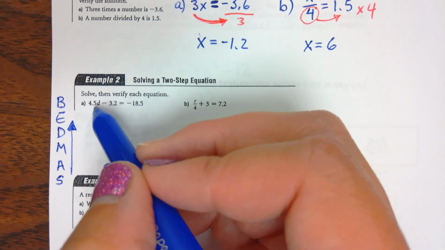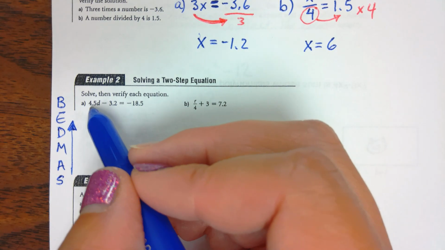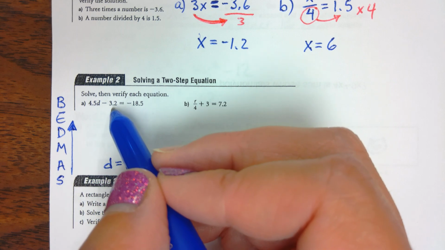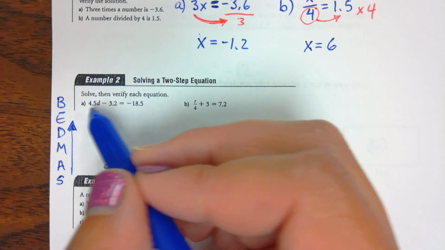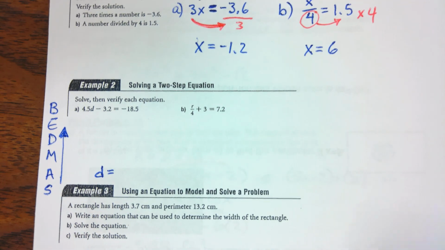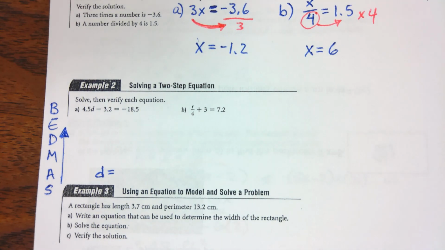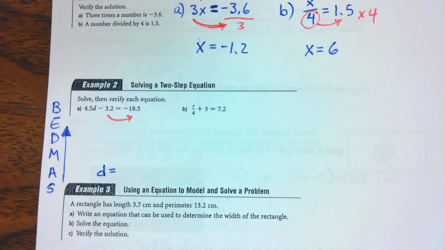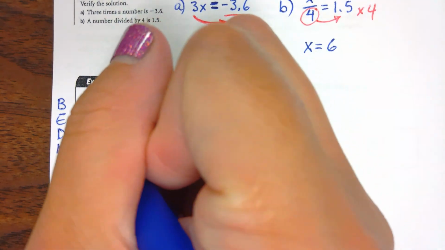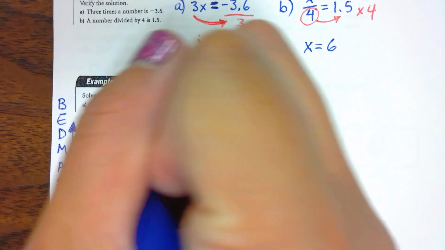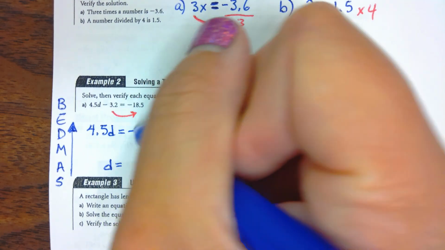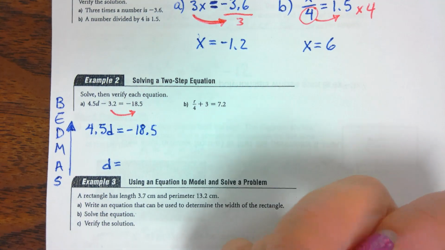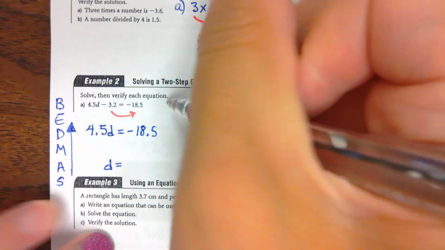Okay, so I want d by itself, so I know I have to move away the 4.5 and I have to move away that negative 3.2. And then you might be thinking, which one do I move away first? Because we do BEDMAS backwards, that tells me I should always move away the adding or subtracting part first. 4.5d equals negative 18.5. What's the opposite of minus 3.2? Yeah, plus 3.2.